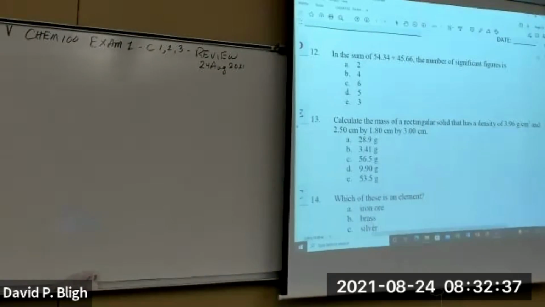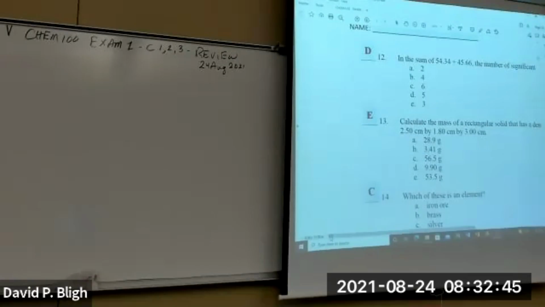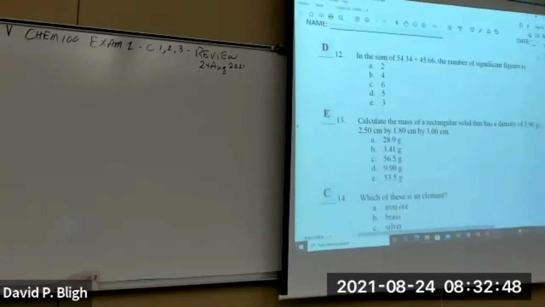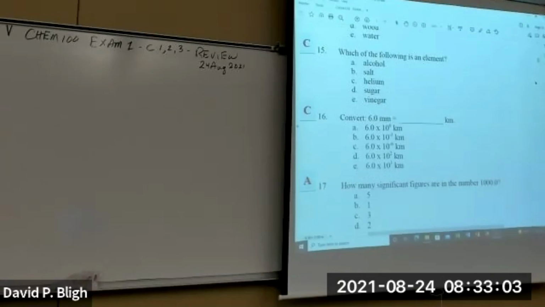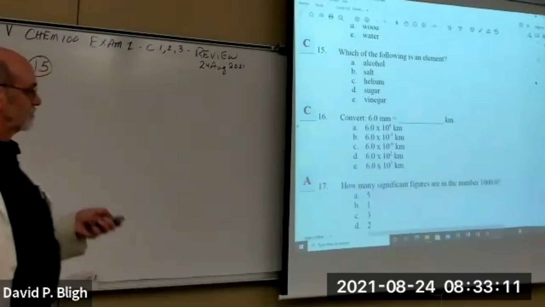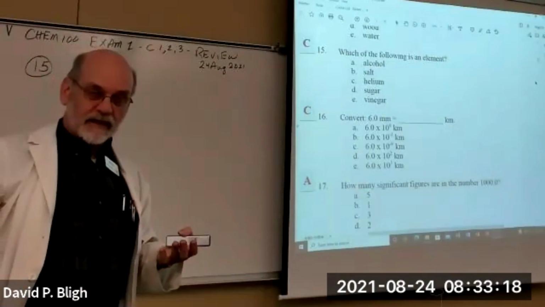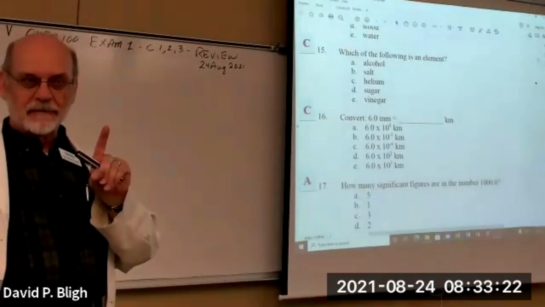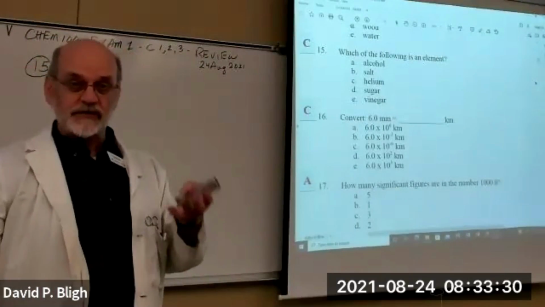Let's see here. There. And we're going to 15. Which of the following is an element? Alcohol, salt, helium, sugar, vinegar. And an element is, number one, it's a pure substance. Right? You can't reduce it any further. But compounds can be pure substances too, so that's not enough.